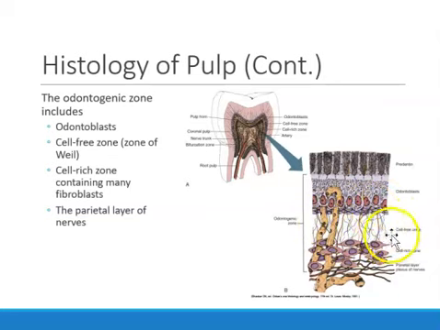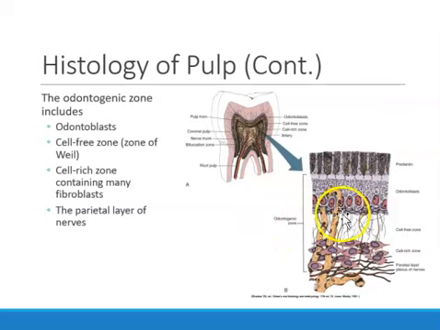Notice here there are no cells, right? But here we see lots of cells, and these cells are actually fibroblasts. This is your cell-rich zone, lots and lots of fibroblasts. Fibroblasts help make the collagen fibers. And then lastly, we have this layer called the parietal layer of nerves, also known as the plexus of nerves. Plexus means a network of nerves, and you can see lots of nerves over here. All this together is known as the odontogenic zone.